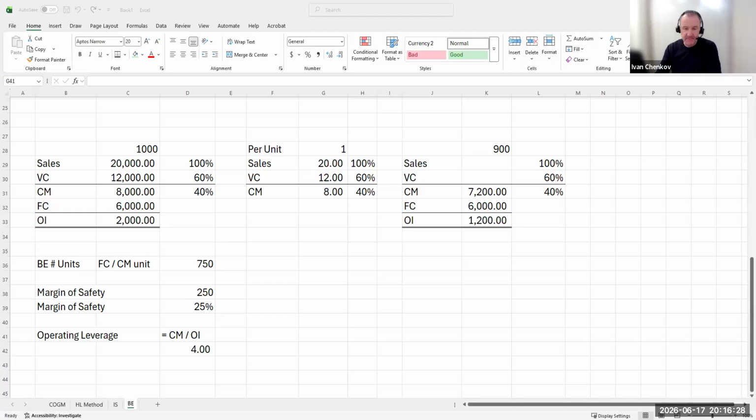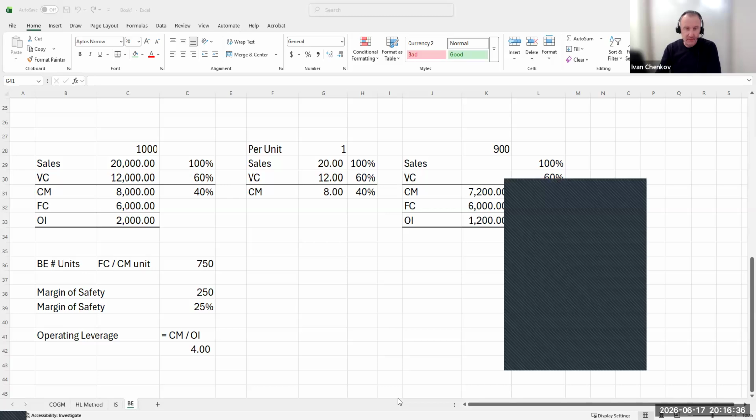Let's move to chapter 5. On chapter 5, I want you to calculate the predetermined overhead rate. How much is the predetermined overhead rate? Which will be simply total estimated cost divided by total estimated usage.